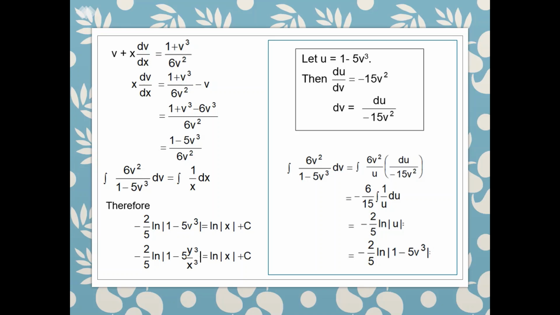Take note that for a homogeneous equation, you should always get the same answer on the right, which is ln x plus c. The only difference is the answer on the left, depending on the given equation.